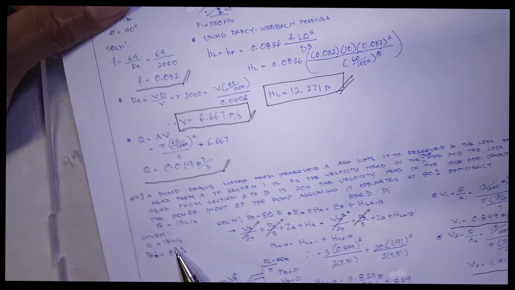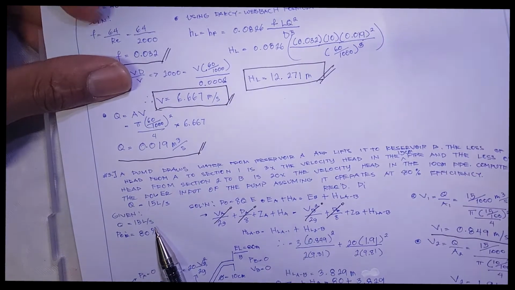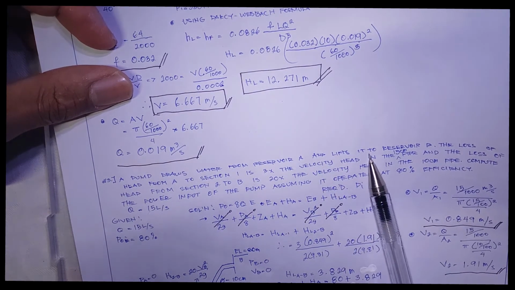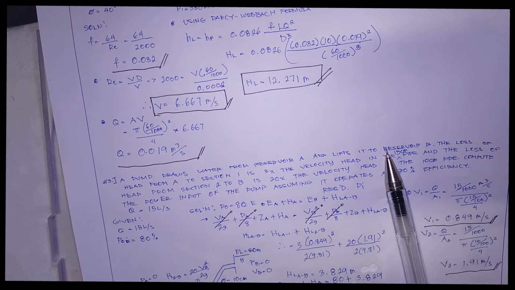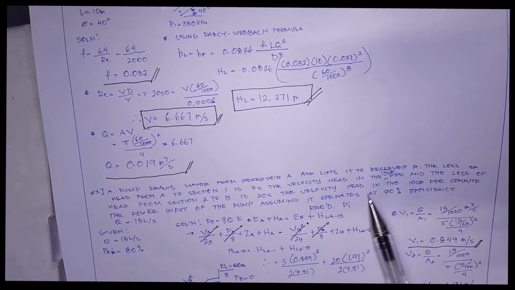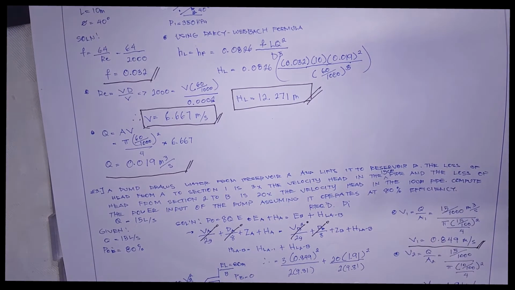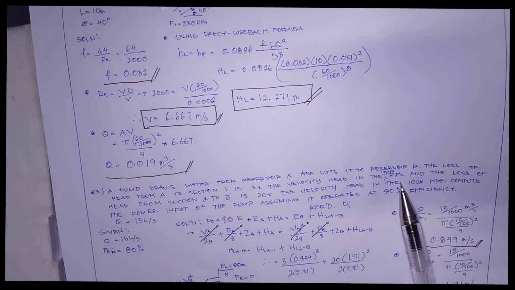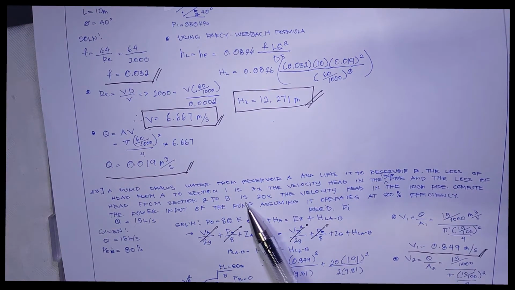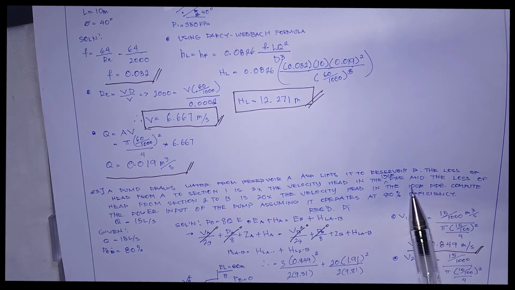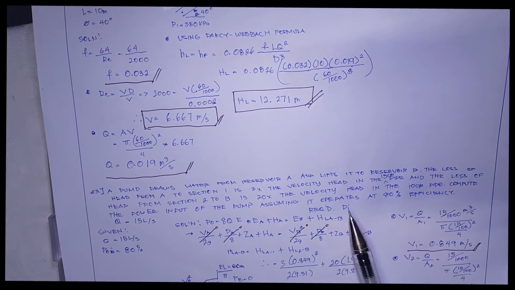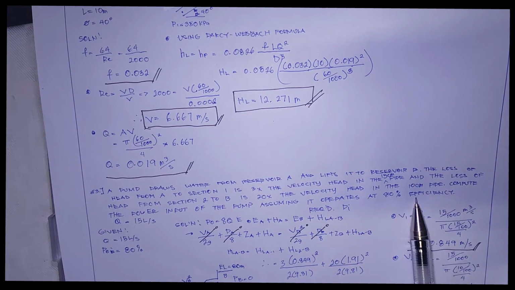So we have number 3 problem. A pump draws water from reservoir A and lifts it to reservoir B. The loss of head from A to section 1 is 3 times the velocity head in the 15 centimeter pipe, and the loss of head from section 2 to B is 20 times the velocity head in the 10 centimeter pipe. Compute the power input of the pump assuming it operates at 80% efficiency.